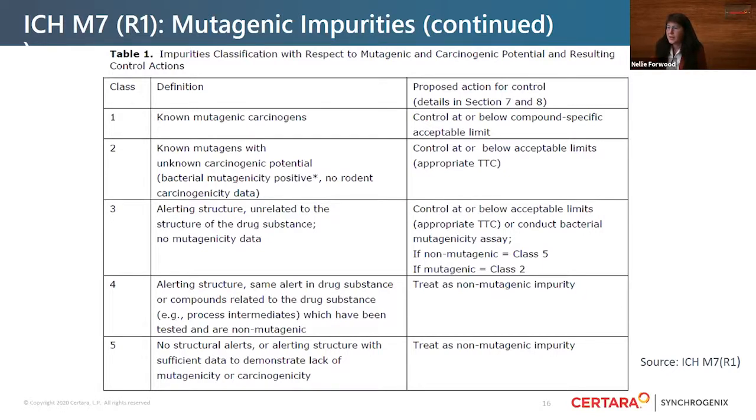Okay, so this is a table of mutagenic impurities that are continued. There are 5 different classes. Class 1 are known mutagenic carcinogens. Class 2 are known mutagens with unknown carcinogenic potential. Class 3 are mutagens that have an alerting structure unrelated to the structure of the drug substance and with no mutagenicity data. Class 4 are those that have an alerting structure, the same alert as the drug substance or compounds related to the drug substance, which have already been tested and are non-mutagenic. And then class 5 are no structural alerts or alerting structures with sufficient data to demonstrate a lack of mutagenicity or carcinogenicity. And we'll go into this a little bit more in one of the case studies.